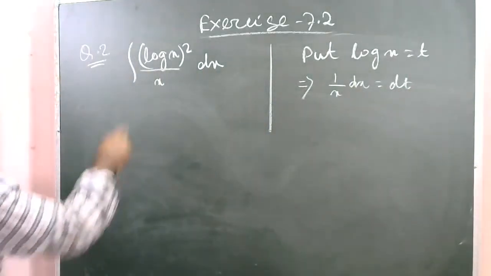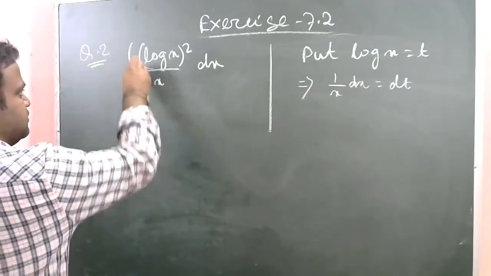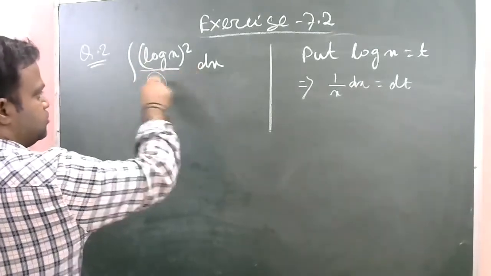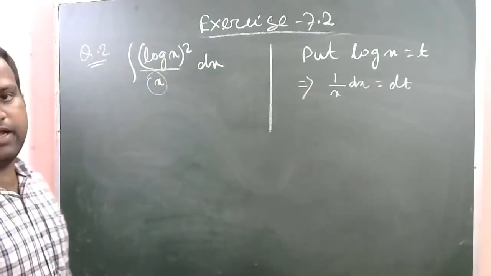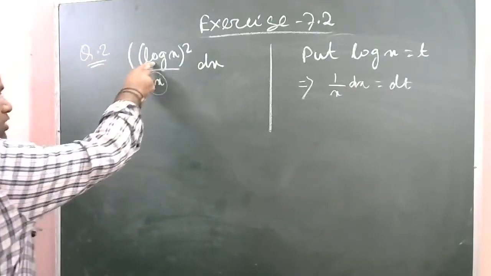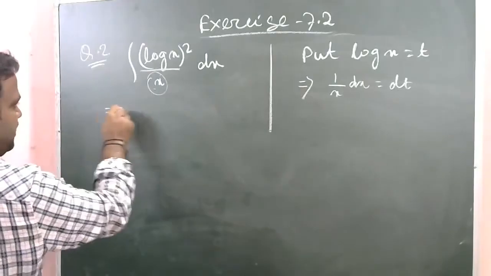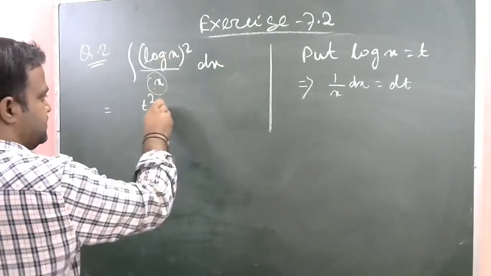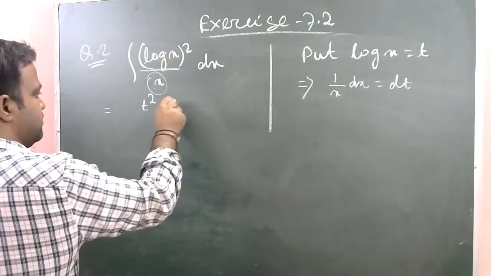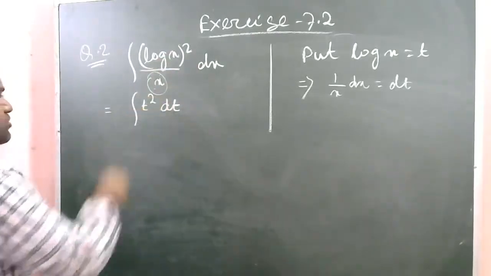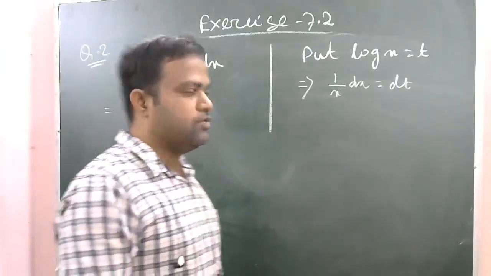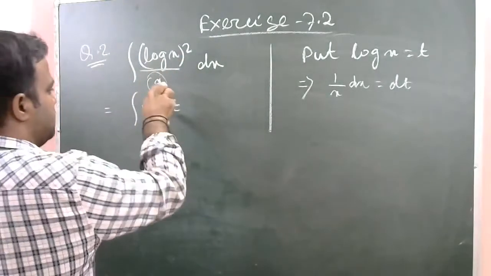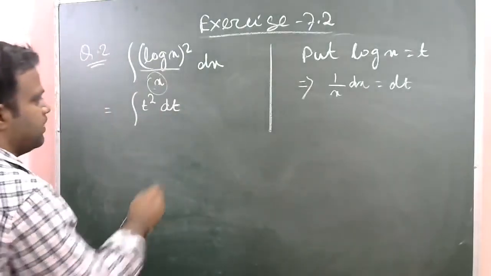Now you'll see this 1 upon x, the x is in the denominator, and dx is there. So I will remove these two terms and write dt directly, and log x I have already taken as t, so I will write that. Square is there, so t square, 1 upon x dx is dt, so t square dt. Now all the x is converted to t. My purpose is to convert all the x in terms of t.